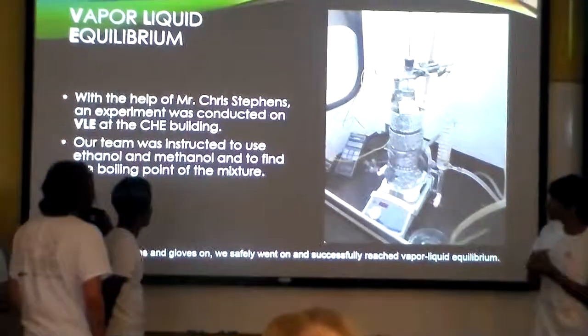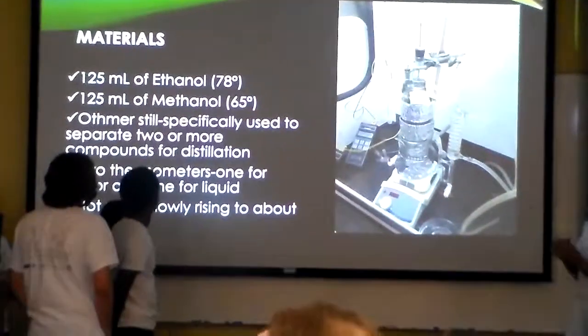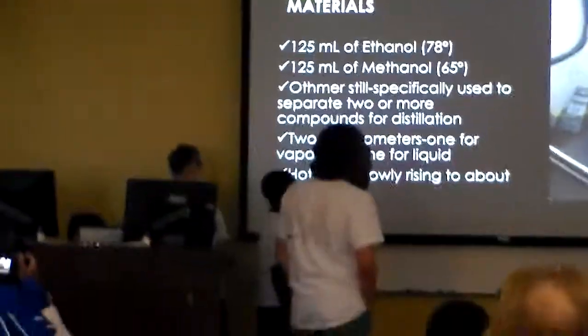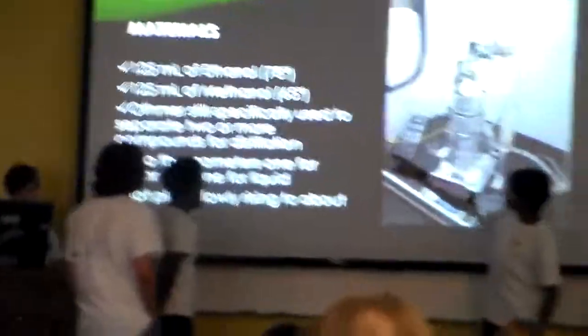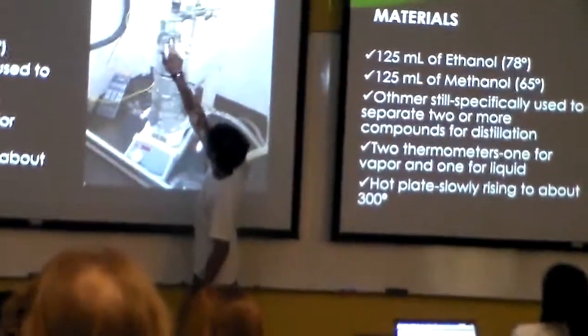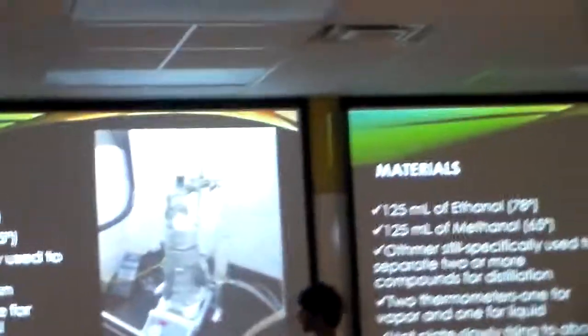So, next slide. Our materials were ethanol, methanol, this distillation still, two thermometers, one right here and one right here. One was in the liquid right here, and one was in the vapor going under here. And then a hot plate.